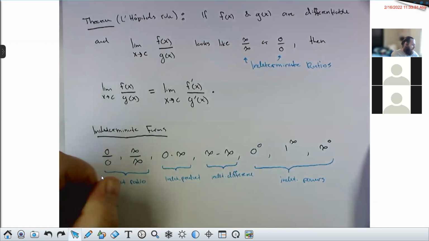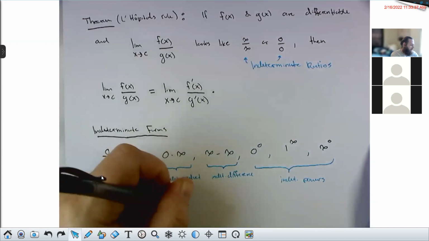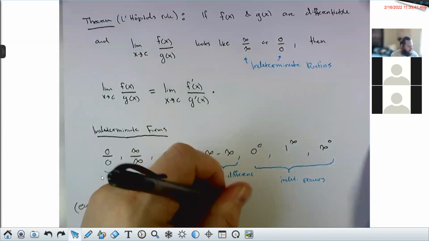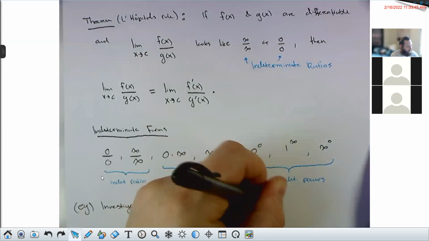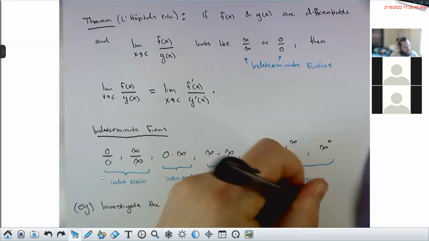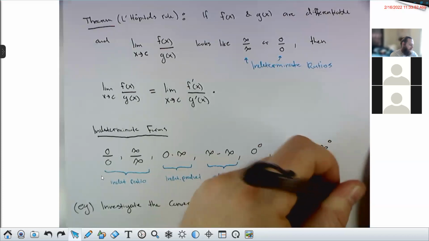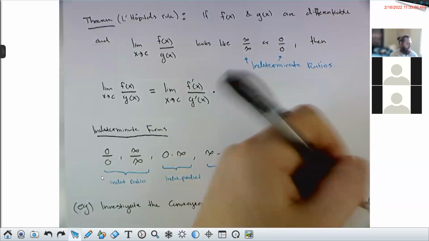I'm going to investigate the convergence of the sequence AN defined by AN equals the natural log of 2n plus 7 minus the natural log of n.